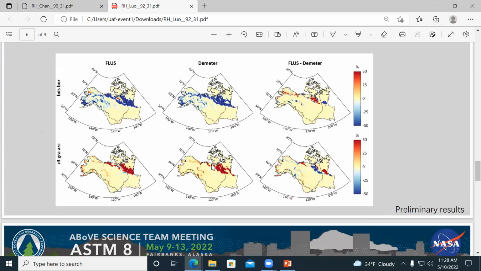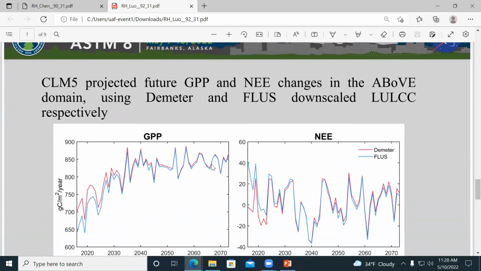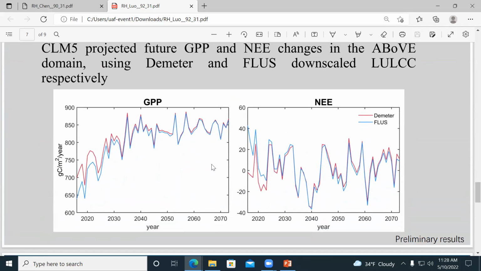And so for the broadleaf deciduous boreal forest and C3 Arctic grass as well. Based on that, we do have differences in the spatially averaged CLM projected future gross primary productivity and net ecosystem exchange changes in the above domain, although not huge.